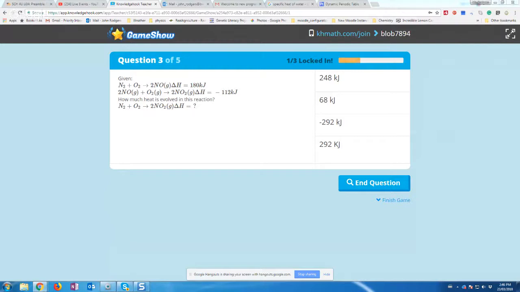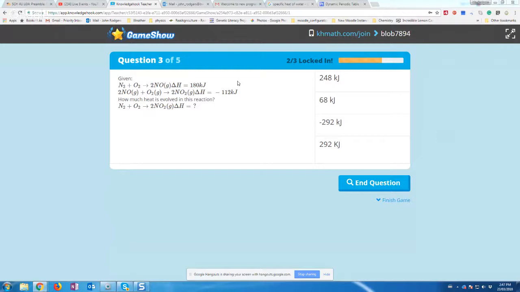There we go. Any questions? Yeah, how do you do it? How do you do this? So this is Hess's law. Hess's law just basically says, you know, if you've got two reactions that add up to make a third reaction, you can find the heat of the third reaction by adding the other two reactions.